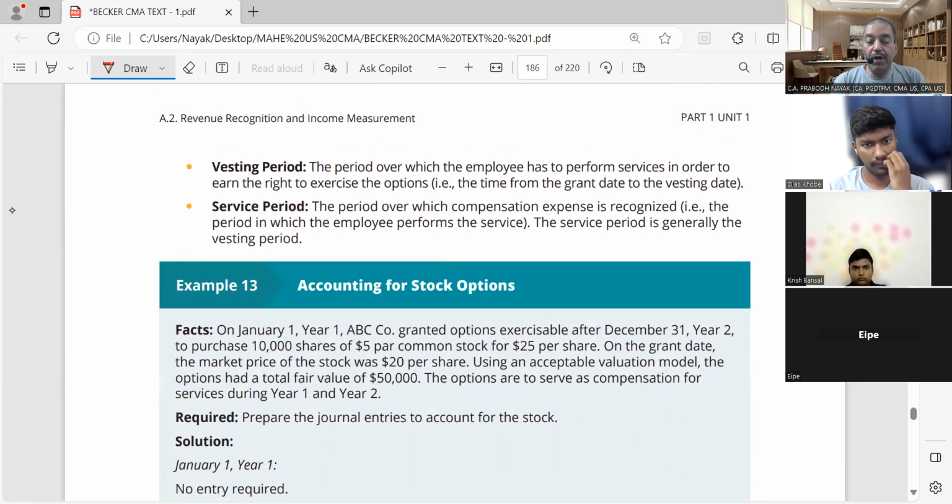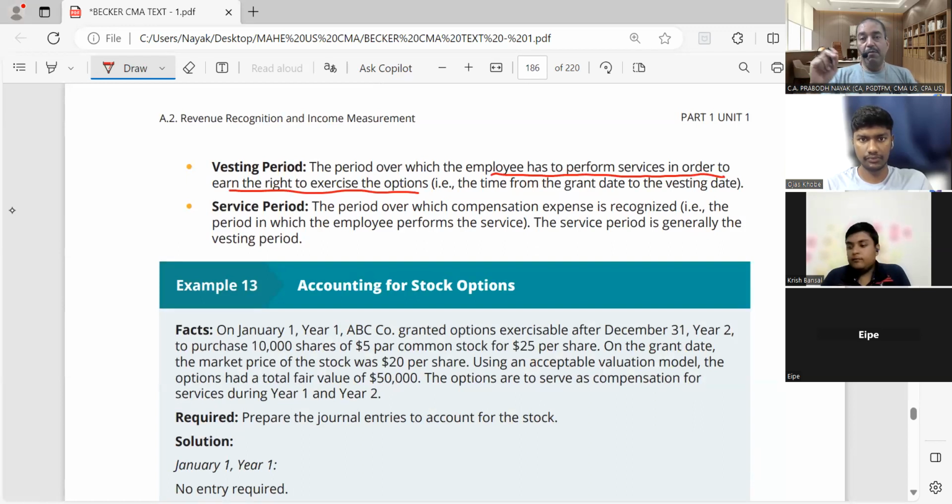Vesting period is the period over which the employee has to perform services in order to earn the right to exercise the options. So if you are working with the company for 5 years, that 5 years becomes a vesting period. If at the end of 5 years, you have to achieve a target of my company touching $500 million, then over the period of 5 years, that is the vesting period. At the end of 5 years, the date that comes is the vesting date. The vesting date gives you the right to exercise or not to exercise the option.